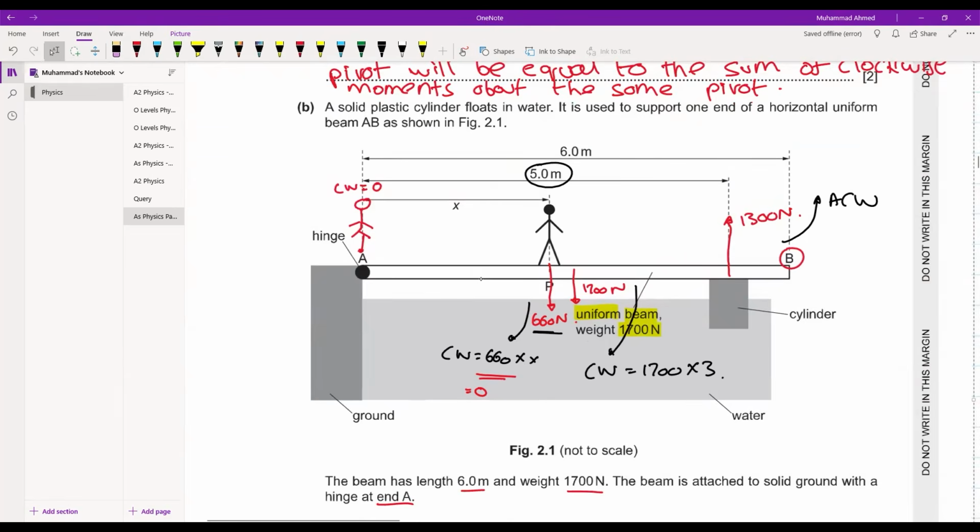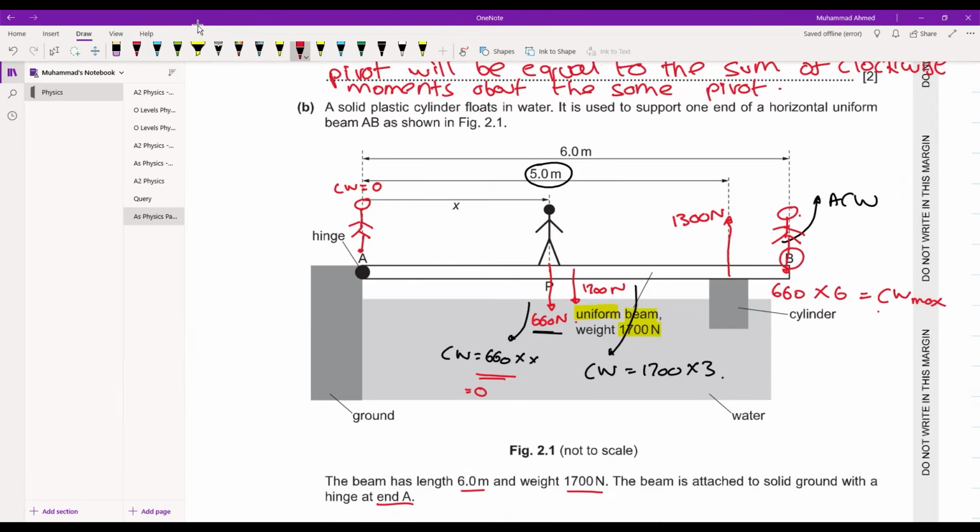Now, as the person moves away, let's say the person is now at 6 meters. Let's mark it here. Now his weight, 660 Newton multiplied by 6, will create the maximum clockwise moment.